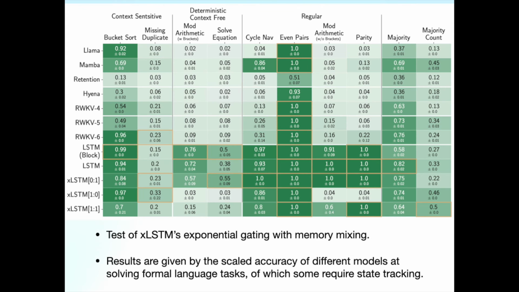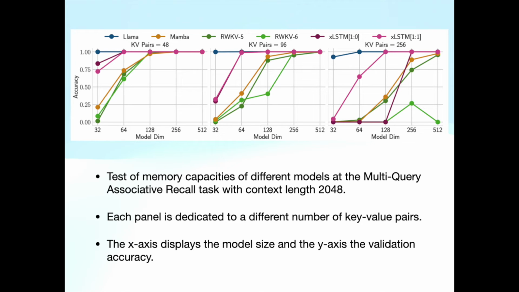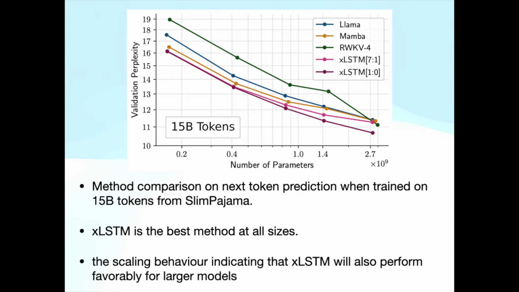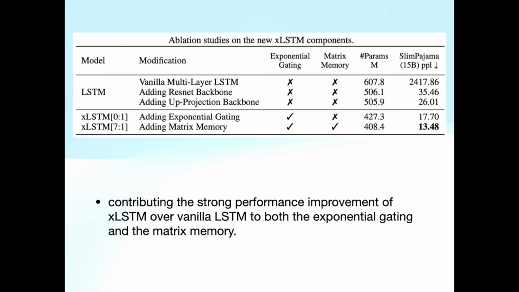Experiment setup. Test of xLSTM's exponential gating with memory mixing. Test of memory capacities of different models. Comparison on next token prediction when trained on 15B tokens from SlimPajama. The scaling behavior indicating that xLSTM will also perform favorably for larger models. Ablation studies on the new xLSTM components. Both the exponential gating and the matrix memory contribute.